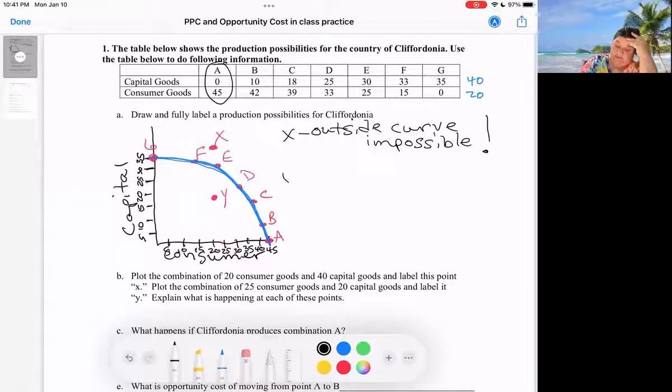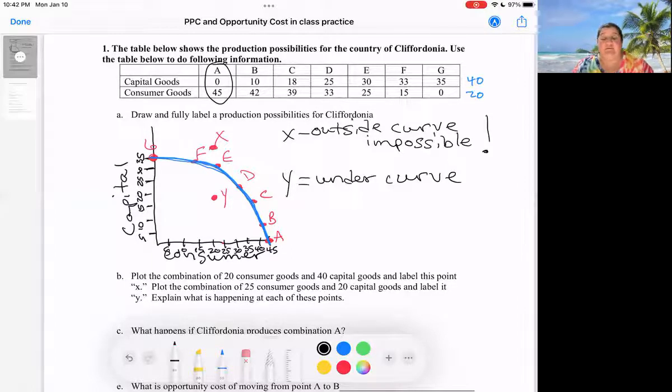Okay, what about point Y? It's under the curve. So what do we know about any point that's under the curve? Under the curve means you're a big old slacker. That means somebody is not using their resources to their fullest potential.